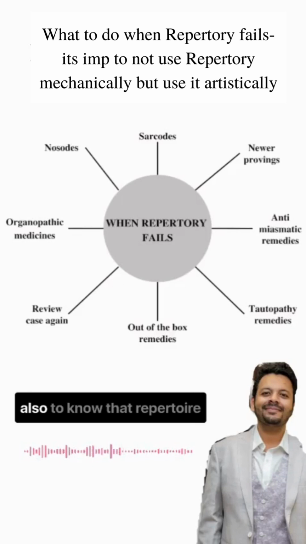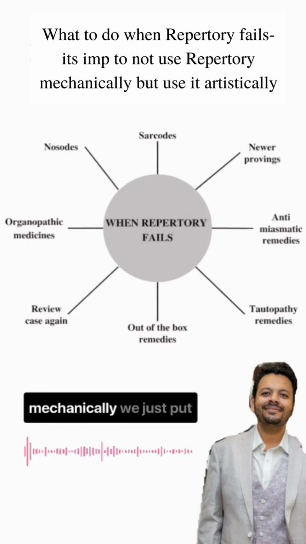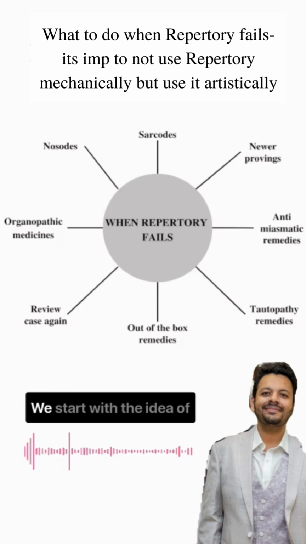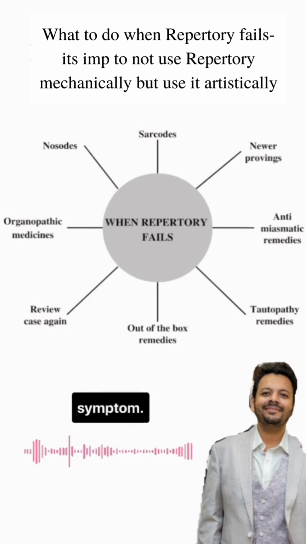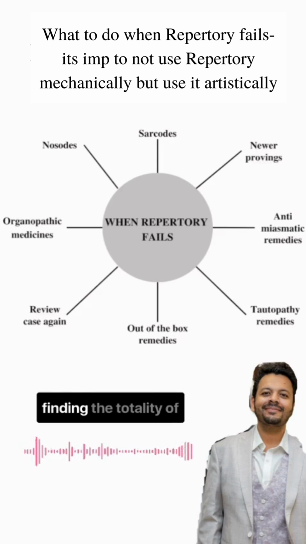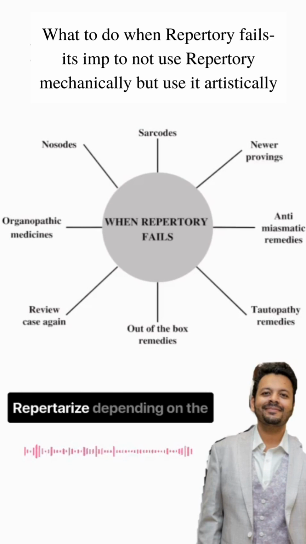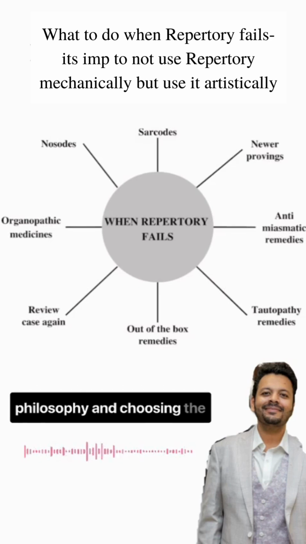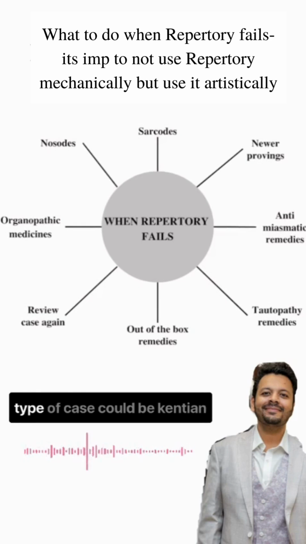I think it's very important also to know that repertory has a lot of limitations as well, because repertorization doesn't only mean that mechanically we just put rubrics together and we get the remedy. It's a whole process. You start with the idea of trying to find the exact symptom. You start with the idea of finding the totality of symptoms, repertorize depending on the philosophy, and choosing the repertory that matches the type of case.